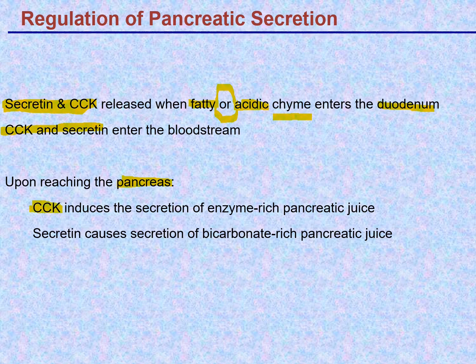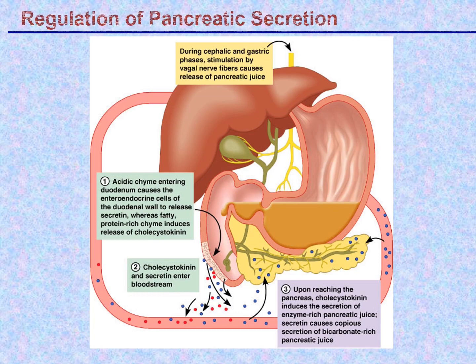Cholecystokinin, in this case, induces secretion of the enzyme-rich pancreatic juice from the pancreas, and secretin causes secretion of a bicarbonate-rich pancreatic juice. So that bicarbonate-rich pancreatic juice can help reduce the acidity of the chyme. So here we have enzyme-rich, and here we have bicarbonate-rich: cholecystokinin triggering enzyme-rich pancreatic juice, and secretin triggering bicarbonate-rich pancreatic juice.